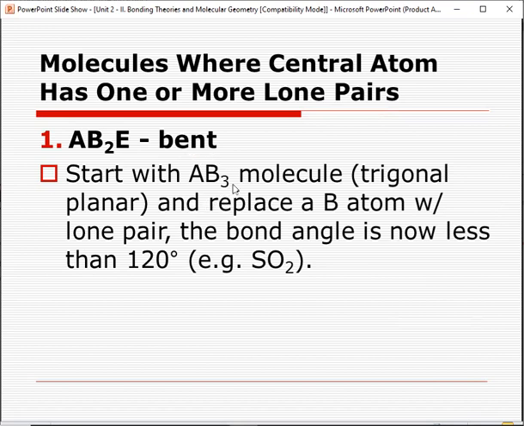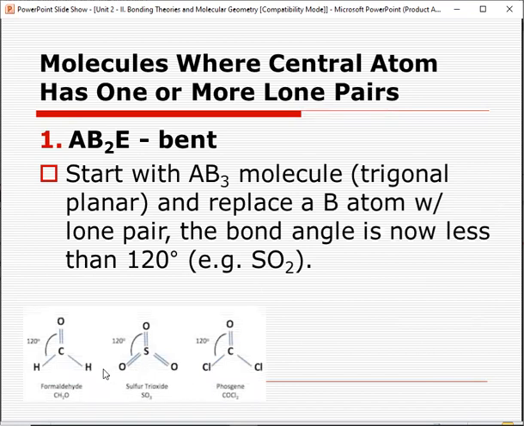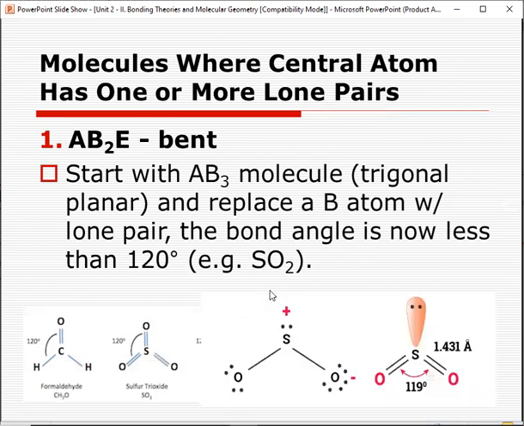So start with AB3 molecule or ang trigonal planar and replace a B atom with lone pair. The bond angle is now less than 120 degrees. So ang example is, so this is a trigonal planar. Atong example is CH2O ganiha. Og naa siya angle nga 120 degrees for trigonal planar. But when naa na siya lone pair, imuha dong pulihan ang isa ka B og lone pair, ang iyahang angle is now less than 120 degrees, ni 119 na siya because of the repulsion of the lone pair.